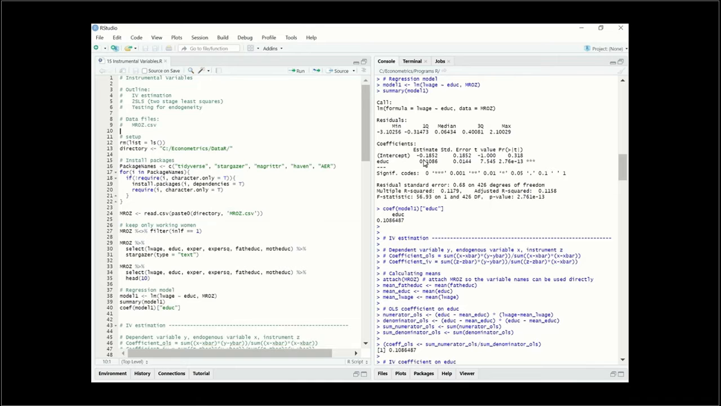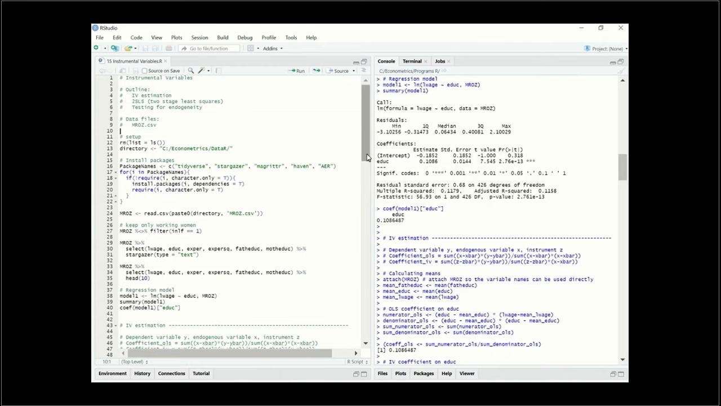We have the coefficient on education here is 0.10. So this is the regression of log of wage on education. So the way to interpret this coefficient is that for each additional year of education, we have 10% higher wages for women. Now, we are suspecting that education is endogenous, meaning correlated with the error term, and that this coefficient may be biased. So in order for us to correct for endogeneity, we would be using instruments here.